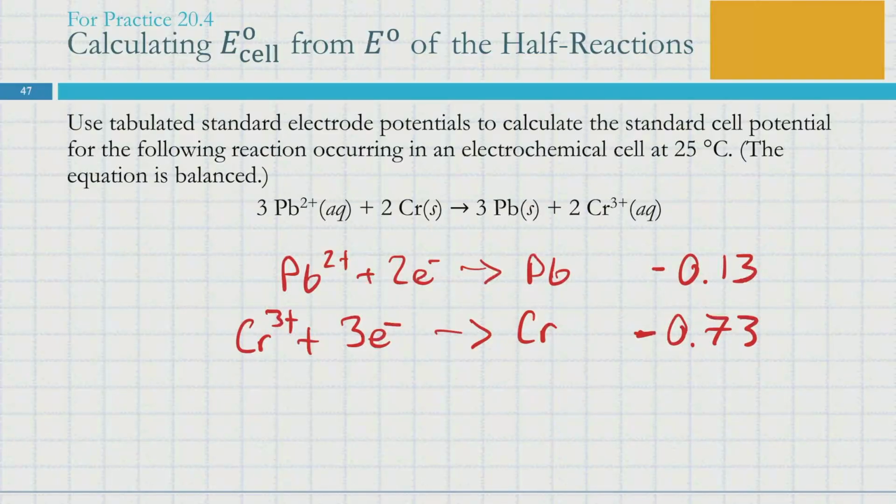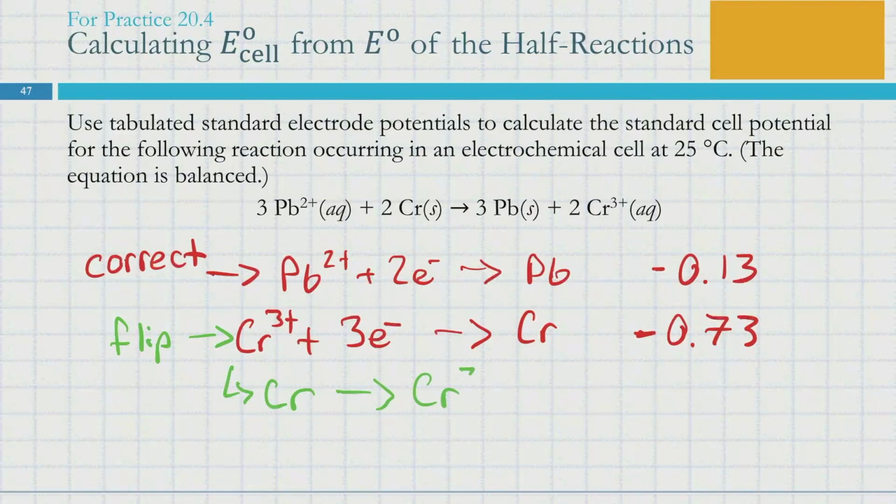As the reaction is written out, the lead 2+ is on the left. That's the way that we currently have it written out for our lead. So that one's correct as written. The other one we would need to flip. So that would flip to become chromium going to Cr3+ plus 3 electrons. And then we would multiply them by certain coefficients. But the end result is we've got a positive 0.73.